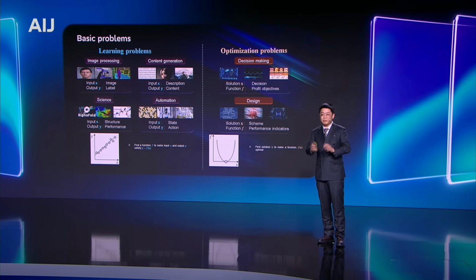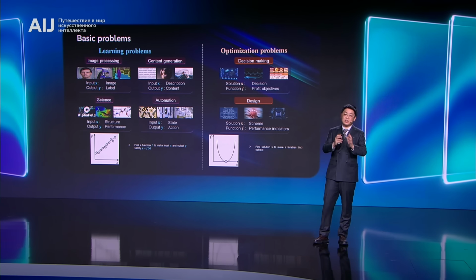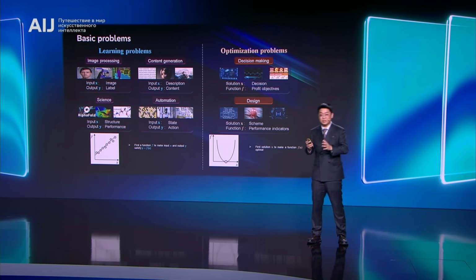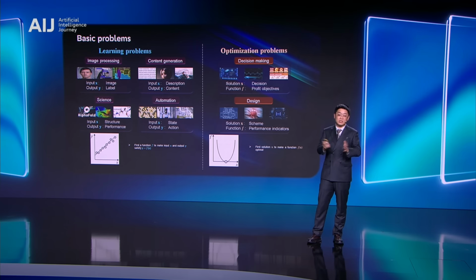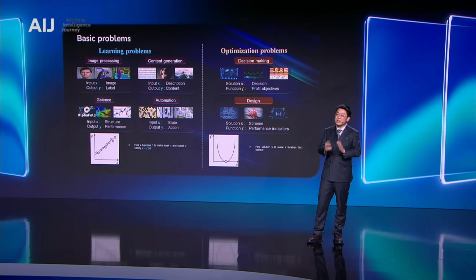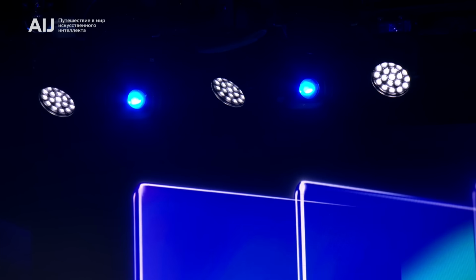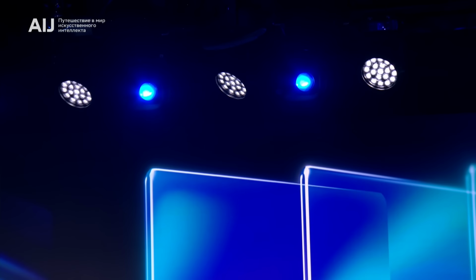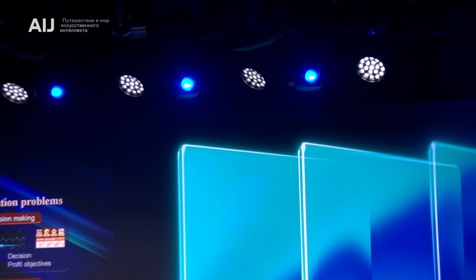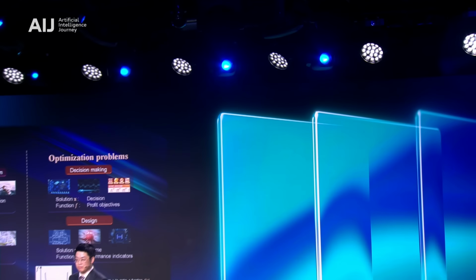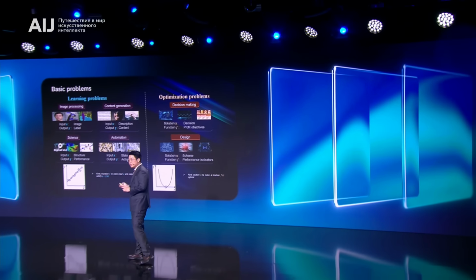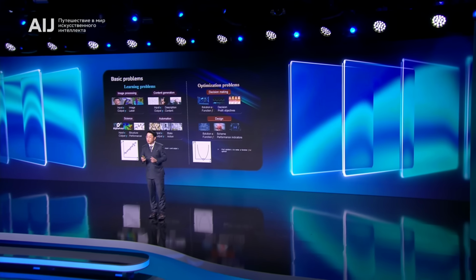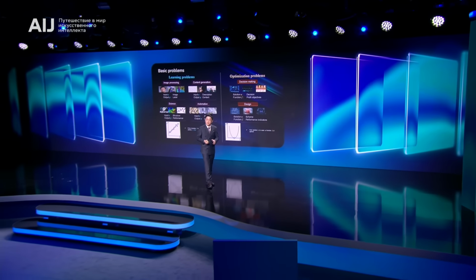Also, optimization problems are to find a solution, the best solution x, to make a function f optimal. For example, in decision-making, the solution x can be a decision for the program, and the function can be the profit objectives after making the decision. In design, the solution can be a scheme to be conducted, and the functions can be one or more performance indicators of the scheme.